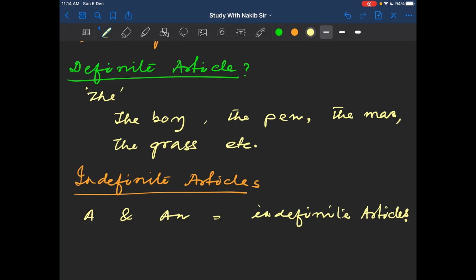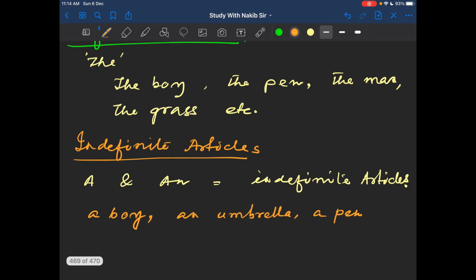For this, see the example. A boy, an indefinite boy. A boy, an umbrella, a pen, indefinite pen, not definite, not particular, just a general pen. An umbrella, indefinite umbrella, not a definite umbrella. Okay, these are the examples of indefinite articles.